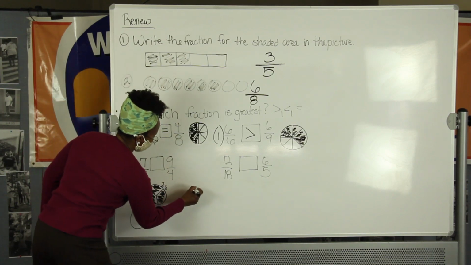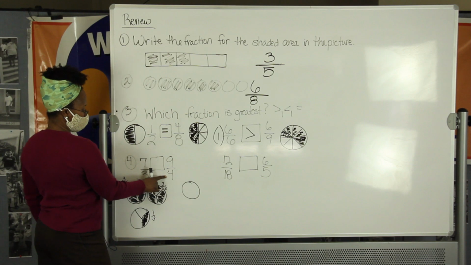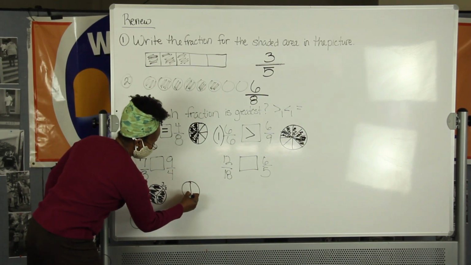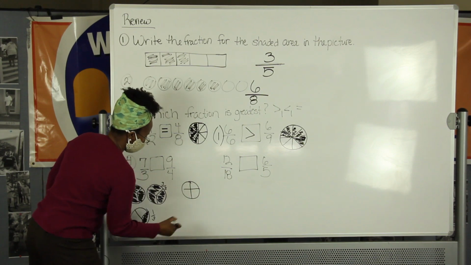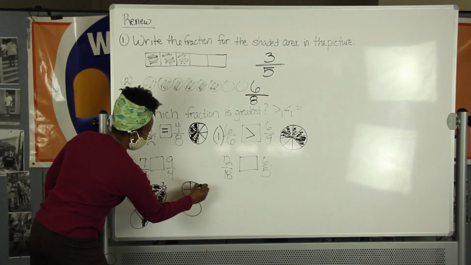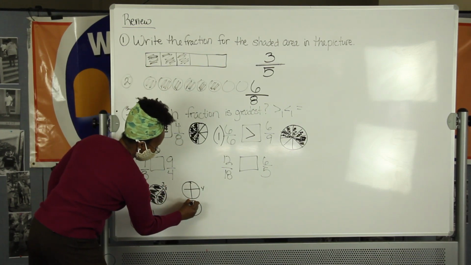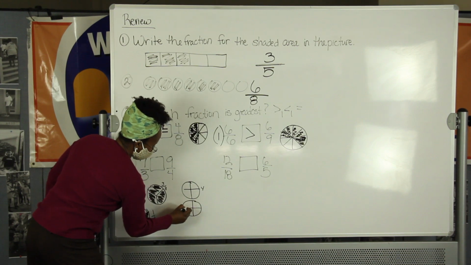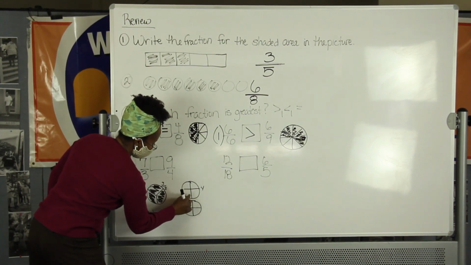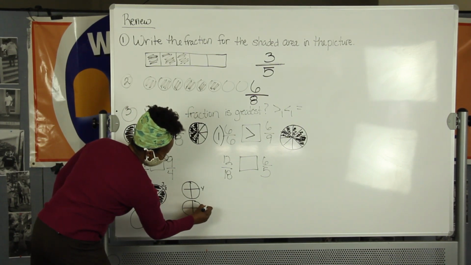Now, let's do 9/4. So 4 is the number of slices in each pizza. Let's draw another one, because that's 4. And we need 9. 6, 7, 8, 9. Excuse me. 1, 2, 3, 4, 5, 6, 7, 8. So now this is 8.